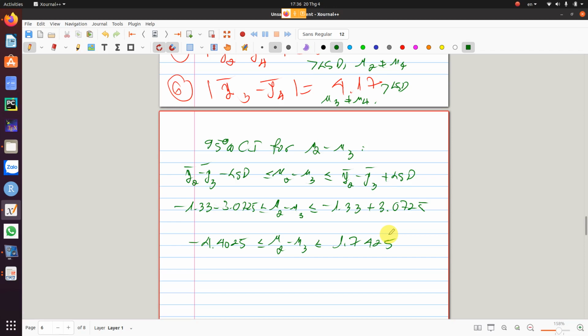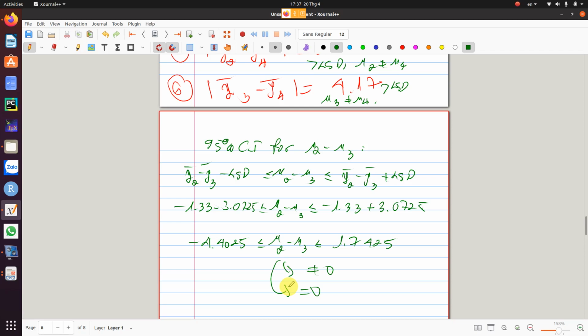Okay, so what you can observe, we can see that at the 95% confidence level, mu2 minus mu3 will be in the interval from minus 4 and something to 1 point something. Is it from negative to positive? It means that sometimes mu2 minus mu3 equals 0, and sometimes it's different from 0. It means that with 95% confidence, there is no guarantee that mu2 is different from mu3, right? It's in agreement with our LSD test.